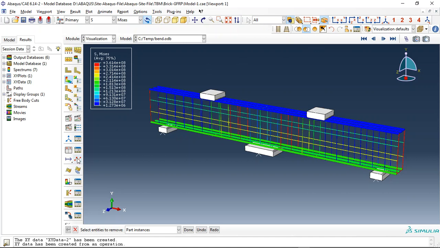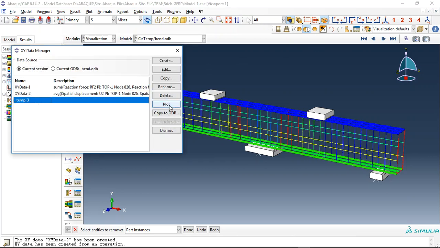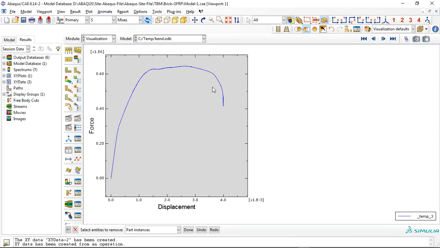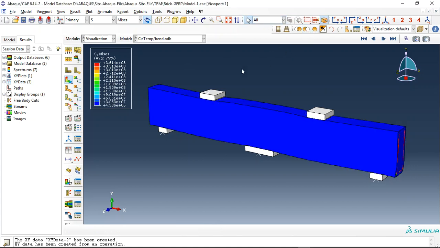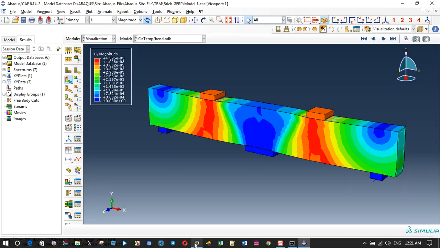So let me now check the diagram for force displacement. You can see this is a force displacement diagram for that. The maximum capacity for that is here, and after that we have the stiffness degradation and failure in the concrete beam, decreased capacity of the force by increasing the displacement. This is the diagram.